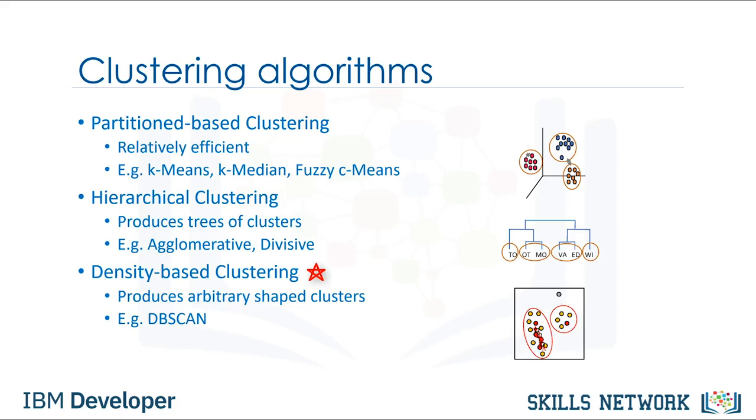Density-based clustering algorithms produce arbitrary-shaped clusters. They are especially good when dealing with spatial clusters or when there is noise in your dataset. For example, the dbScan algorithm.